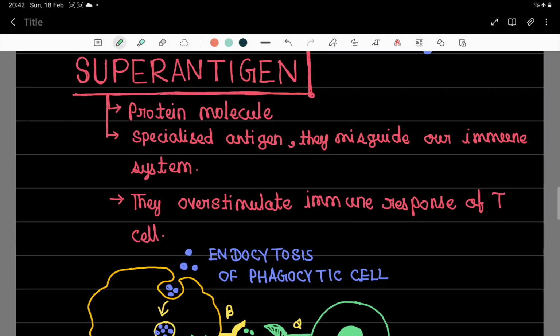So in this video, we will discuss what is superantigen. Superantigens are protein molecules like other antigens, and they are actually specialized antigens. They trick our immune system, they misguide our immune system, and try to create problems. So first we'll see how our normal immune system works, and then we will see how superantigens trick the immune system.